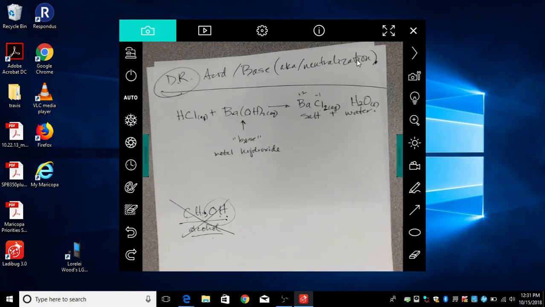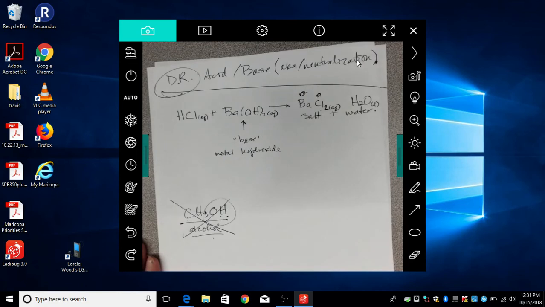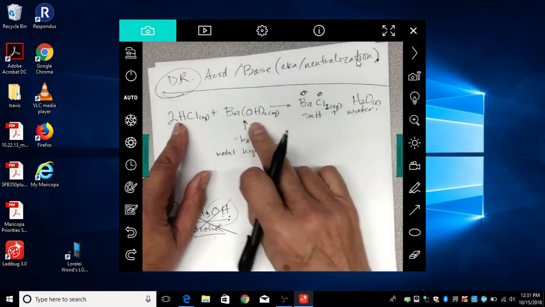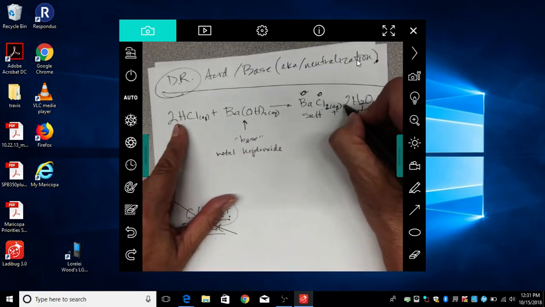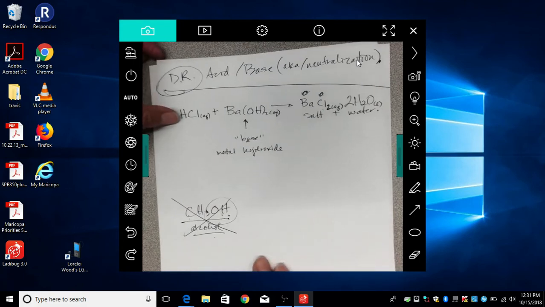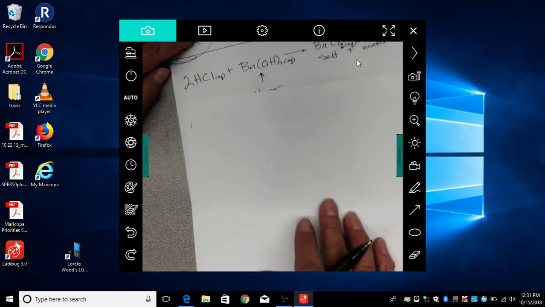All right, so now we have to balance this. How do I balance this thing? Probably a 2 there. So now we've got 4 hydrogens and only 2 there. So I think we do a 2 there. And that fixes the oxygen too, right? All right, so let's do our ionic and net ionic equations based on this reaction.